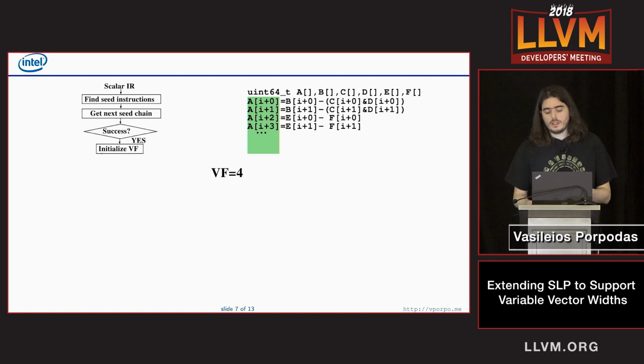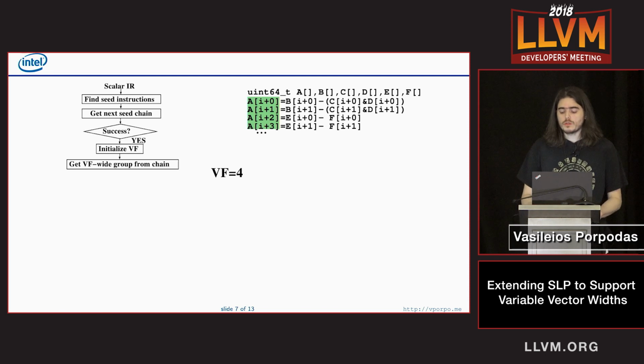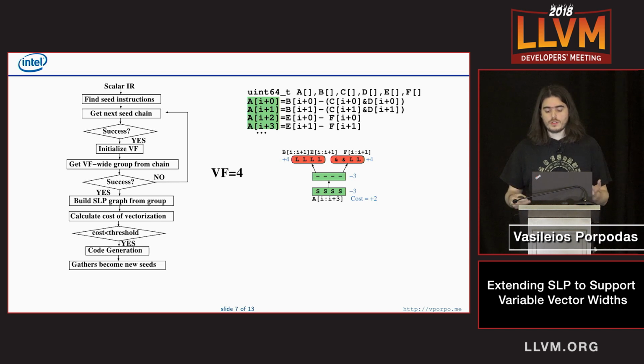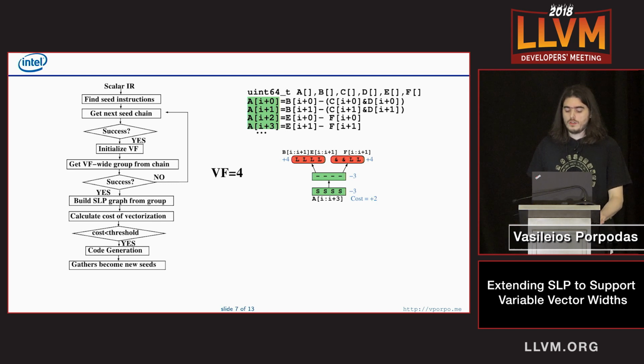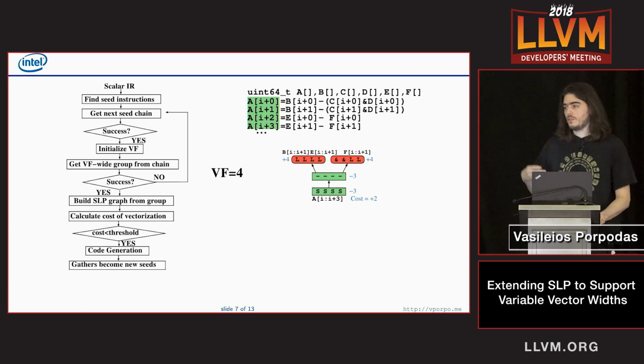So the vector factor is now 4 because we have a data type which is 64 bits, and we have a 256-bit vector architecture. So yeah, we take into account both the data type and the target architecture to initialize the vector factor. And now since we have these chains, we grab a 4-wide group from the chain and basically start the SLP process. So we ask SLP to build the SLP graph, as I showed you earlier, and then we calculate the cost. Then we check whether the cost is profitable. And then if it is, then we generate code.